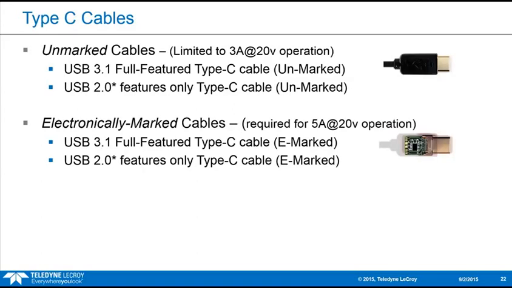One of the main motivations here is that a Type-C source cannot supply more than 3 amps of current unless it's connected using a marked cable. So it's a safety thing. The cheaper unmarked cables are going to be limited to 3 amps. Still, that's higher than legacy USB.